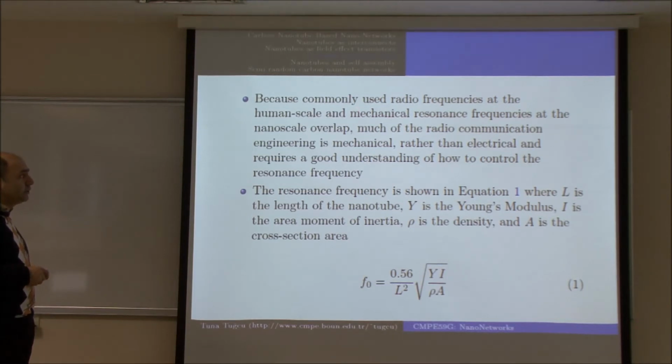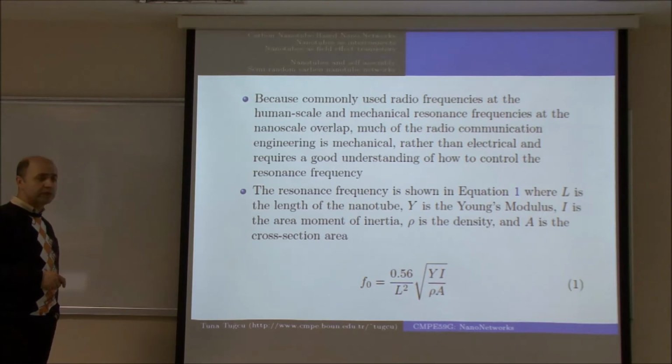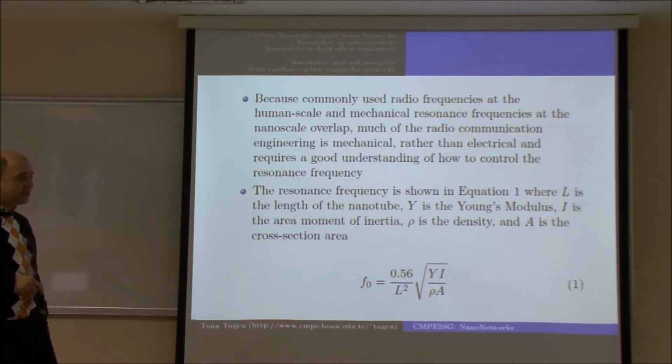Since commonly used radio frequencies overlap with the resonance frequency of the nanotube, much of the radio communication engineering is now mechanical rather than being electrical, and it requires a good understanding of how to control the resonance frequency. Okay? So the resonance frequency is shown here, where L is the length of the tube, Y is the Young's modulus, and I is the area moment of inertia, which we'll be talking about in the following slides. Rho is the density, and A is the cross-section area.